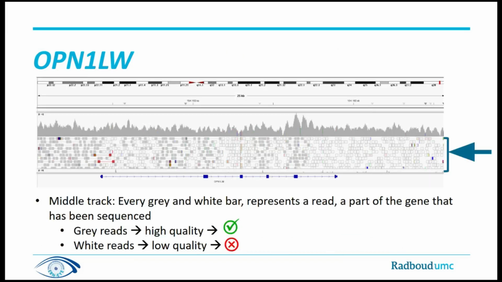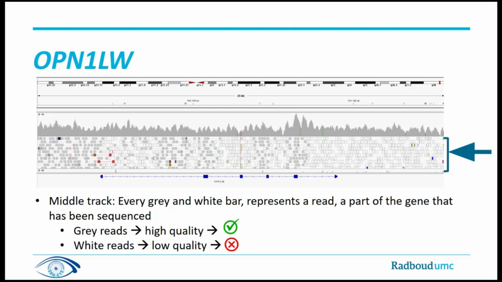So if you now zoom into the OPN1-LW gene, you can see these small bars overall. And in the beginning of the gene, before the OPN1-LW gene, these bars are gray, which indicates high quality reads. But if you then look over to the OPN1-LW gene, you see all these bars are white. This is because they're labeled as low quality.